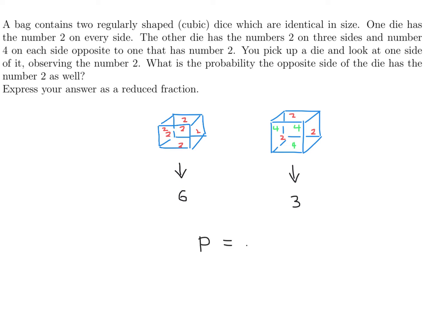The probability is usually a fraction. The numerator is the specific condition. The denominator is the total. The total in this case is this 6 and this 3, which is 9. The numerator is our specific condition, which states that if you picked up the die and you looked at it and there's a 2, the opposite side will also be a 2. The only ones that match that criteria are these, because with this one, if you pick it up and there's a 2, the opposite side will have a 4. So none of those match our specific condition. So that's really the probability. And they want it reduced, so no problem. Reduced, it's 2 over 3.